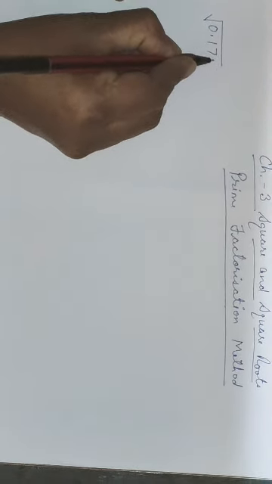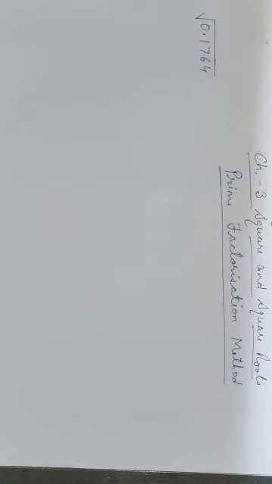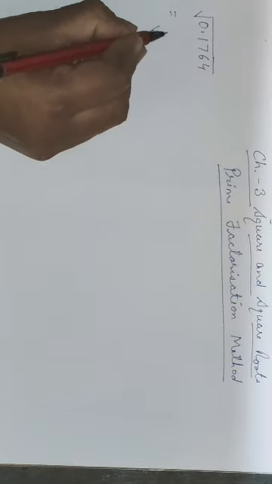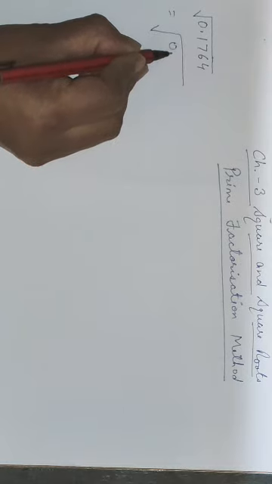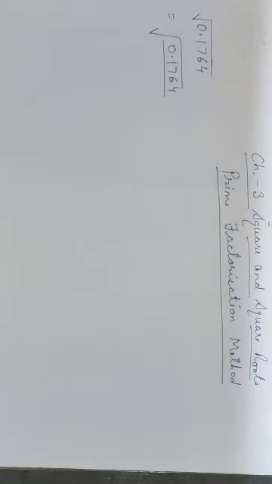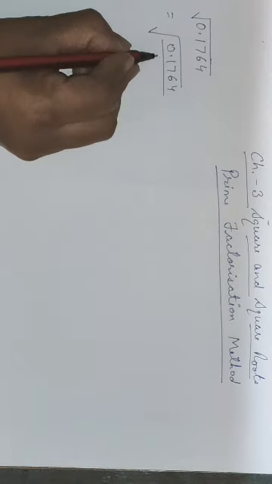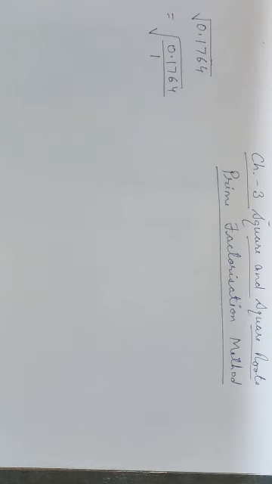Suppose the number is 0.1764 and we want to find the square root of this number. So the first step to find the square root of a decimal number is to remove the decimal. And do you know how to remove the decimal? Yes. What do we do to remove the decimal? Just place the sign of fraction. In place of the decimal, put a 1 in the denominator.